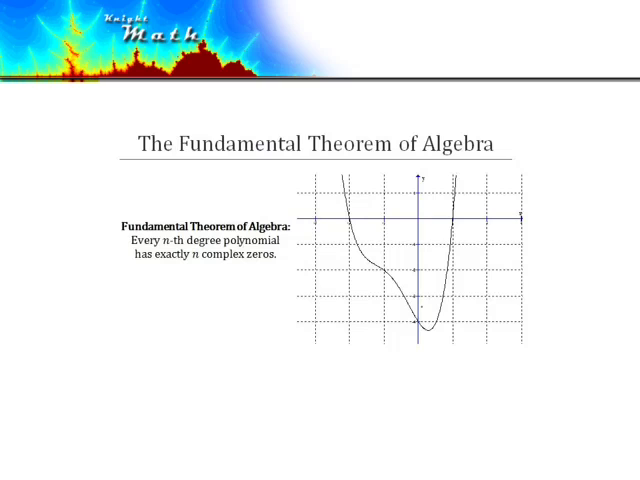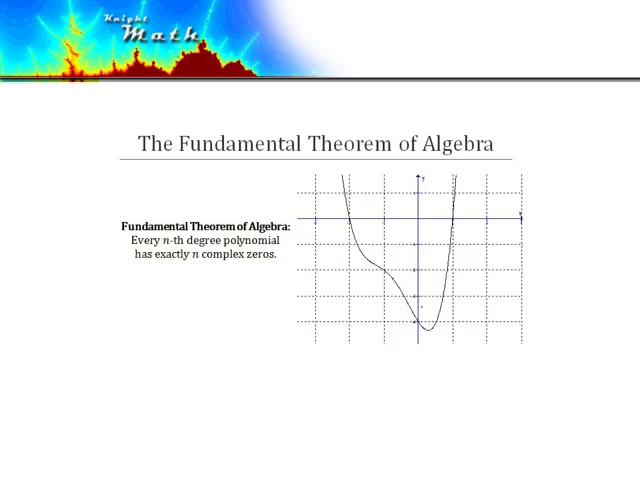In this video here, we're going to talk about the fundamental theorem of algebra. The fundamental theorem of algebra states that for every nth degree polynomial, we have exactly n complex zeros. Alright, so here we have a polynomial. It happens to be a fourth degree polynomial.